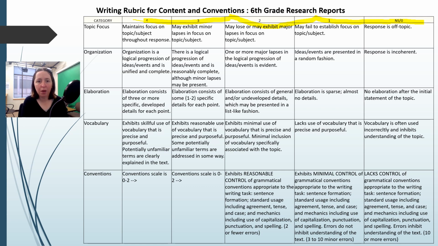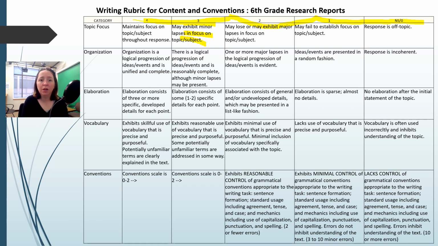okay, here's the topic. And I know we're trying to see if they can maintain their focus, right? This is a 6th grader. Is it the entire paper about what they said it would be about? If it mostly is, but here or there they've thrown in some really random things, I might select 3. That means that for this aspect, they've earned 3 points.